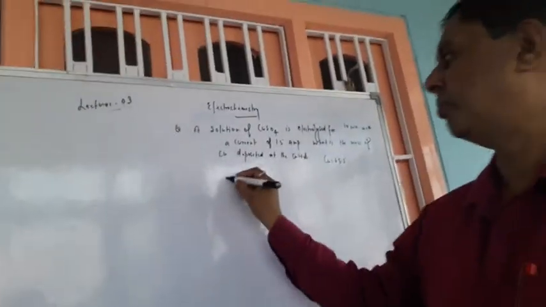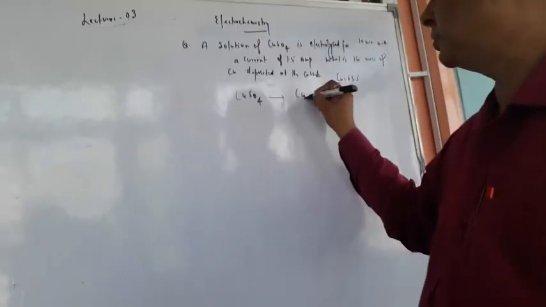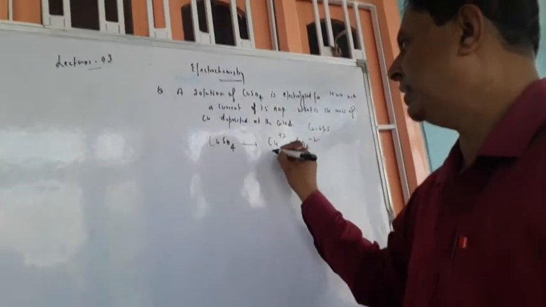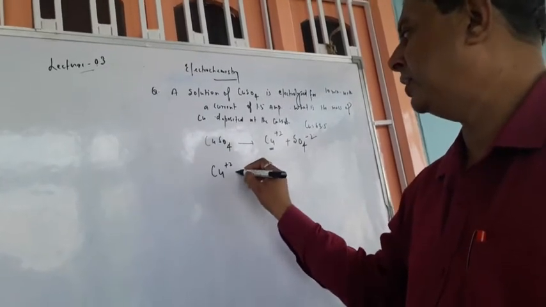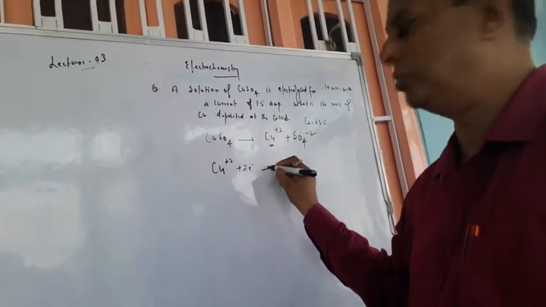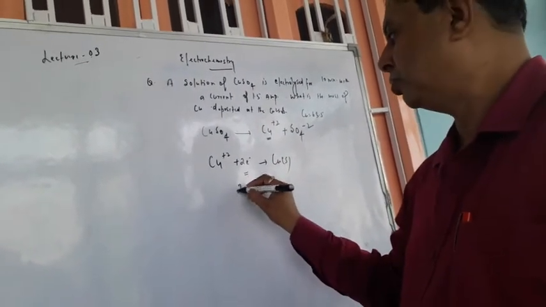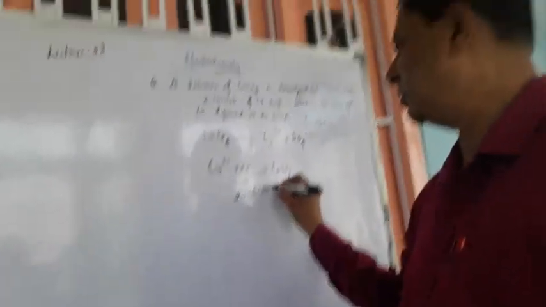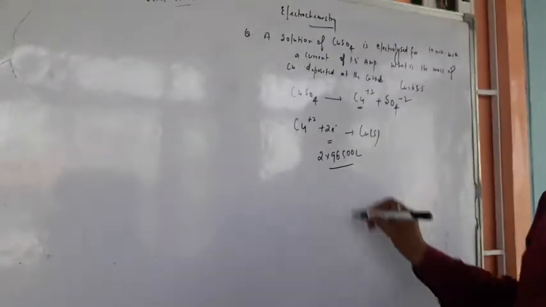As we know, copper sulfate, CuSO4, undergoes electrolysis and forms Cu2+ and SO4 2-. When the Cu2+ ion is neutralized, it requires 2 electrons, then it forms Cu. It means 2 into 96,500 Coulomb, since 1 Faraday is equal to 96,500 Coulomb, that is 2 Faraday.